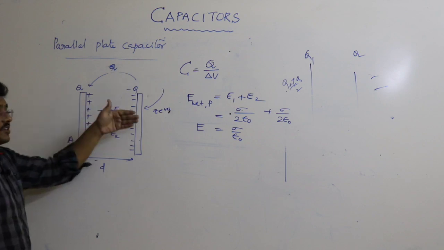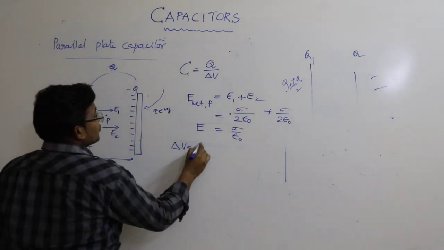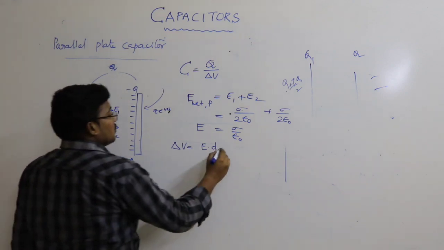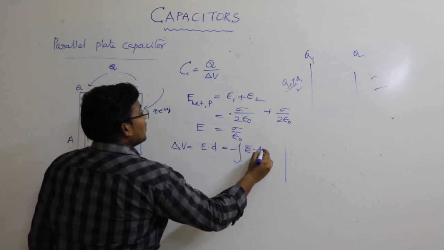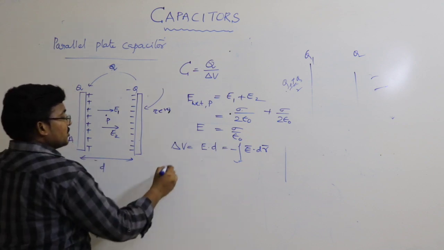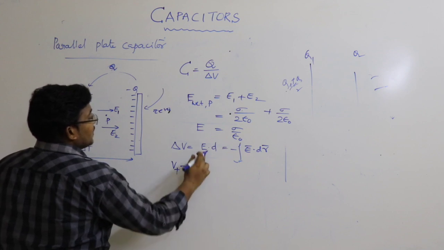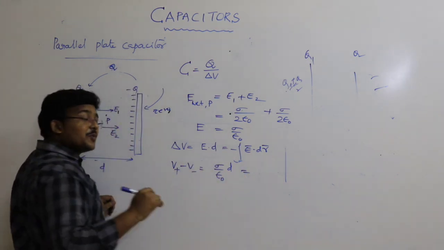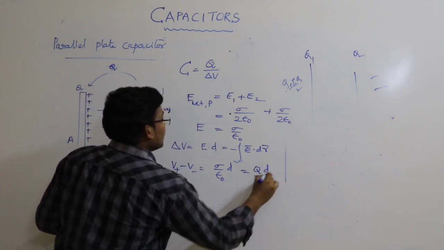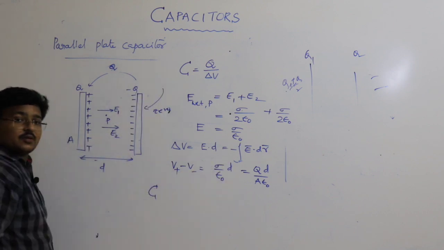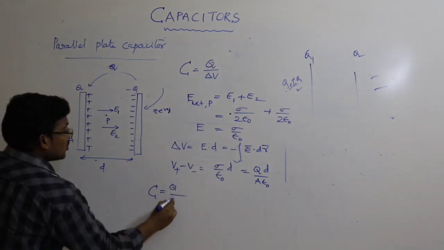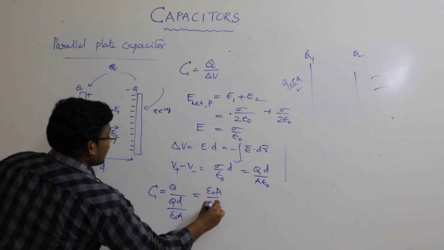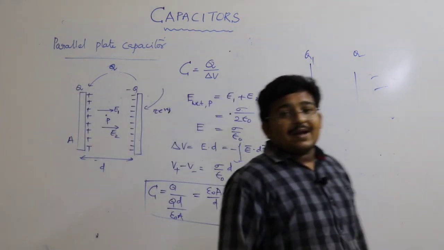When the electric field is known, you know the method of finding the potential difference. The formula in electrostatics is delta V equal to electric field into distance, so V is equal to Ed. Or you can get it by the method of minus integration of E dot dr. So delta V, from positive to negative, is E, which is sigma by epsilon naught, into distance d. Now sigma is charge per unit area: charge q, unit area A, so delta V is q d by epsilon naught A. Now how to find C? C is equal to charge by the potential difference, Q divided by Q d by epsilon naught A. Q cancels, and epsilon naught A goes up, giving epsilon naught A by d.